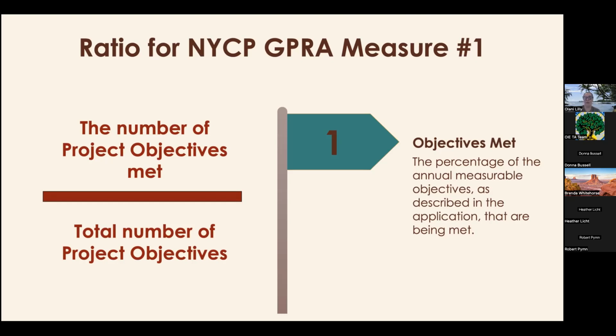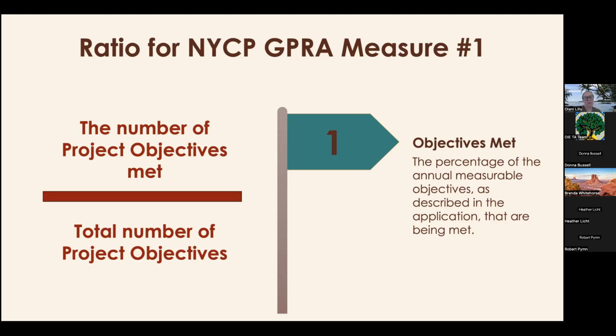The first GEPRA measure is about the percentage of annual measurable objectives as described in the application that are being met. For this measure, you are going to report on the number of unique project measures included in your APR, and these are only the ones that are met. So you're going to go back to your planners and your project measures and look to see which ones you have met. That bottom number will be the total project objectives.